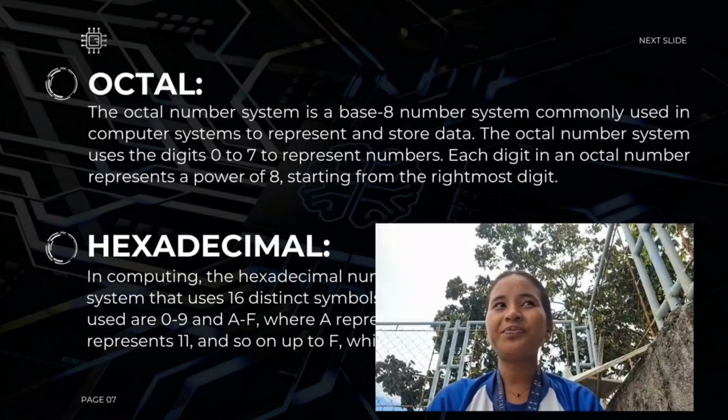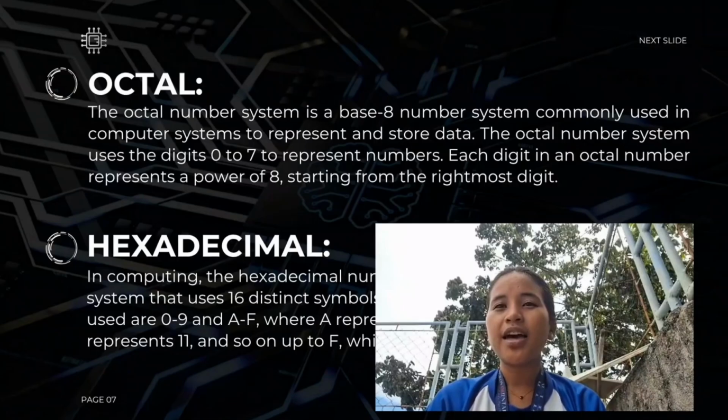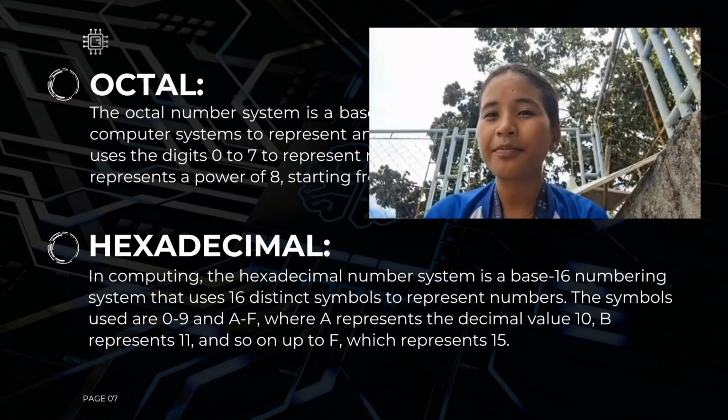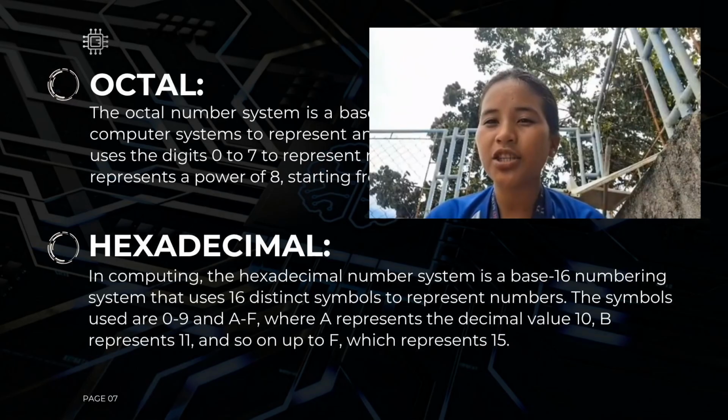I am Remy Latan, and I'll be the one explaining the octal and hexadecimal. The octal number system is a base 8 system that uses the digits 0 to 7. It is often used to make binary numbers shorter and easier to read. The hexadecimal number system is a base 16 system that uses digits 0 to 9 and letters A to F. It is widely used in computing to represent binary data in a compact and readable way.